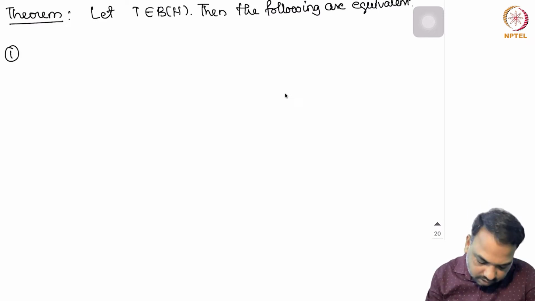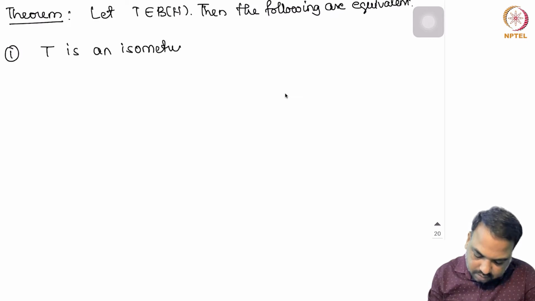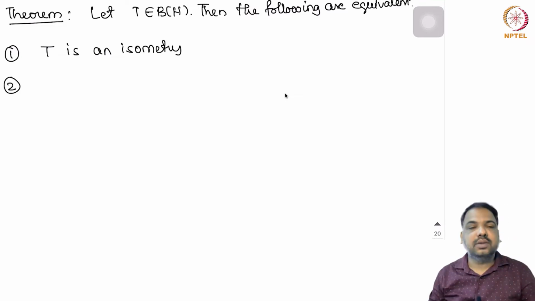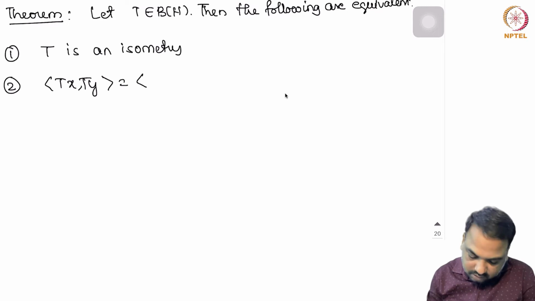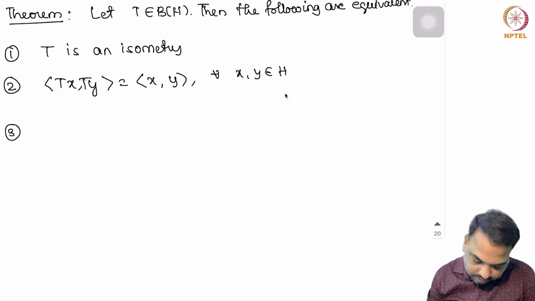T is an isometry. This is equivalent to: the inner product of Tx with Ty is the inner product of x with y for every x, y in H. The third one is: T star T is the identity operator.